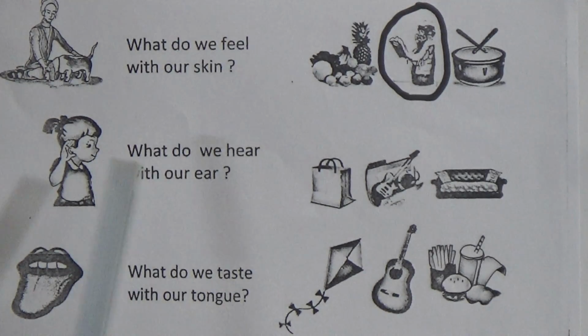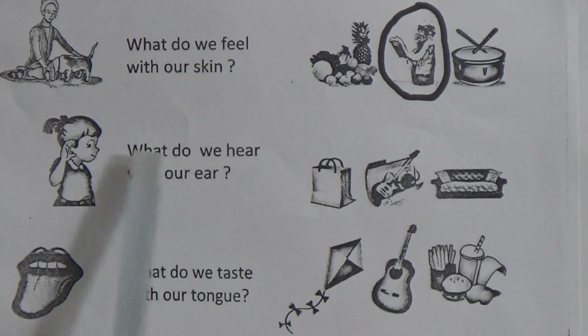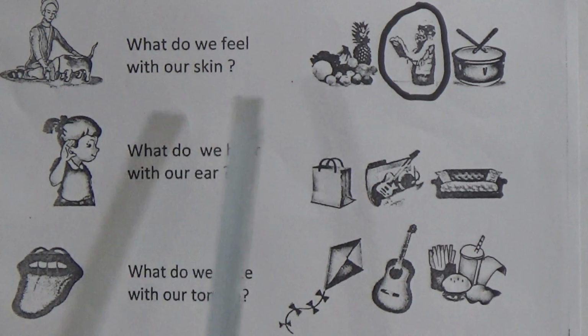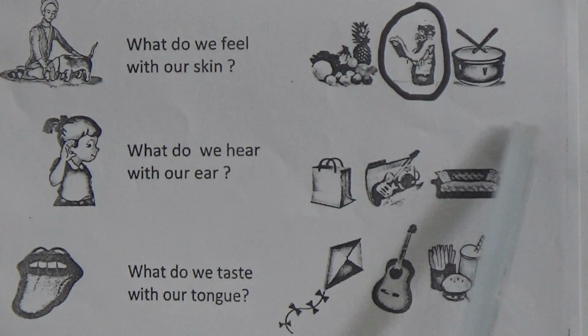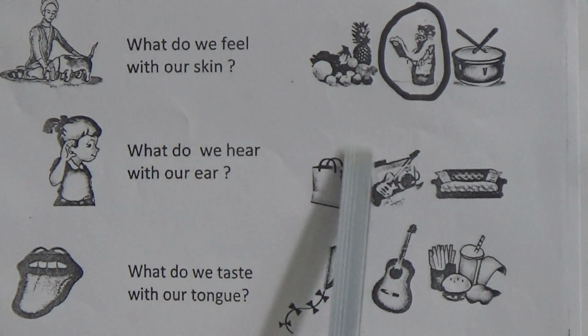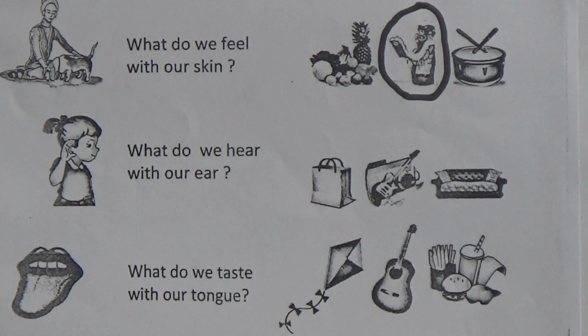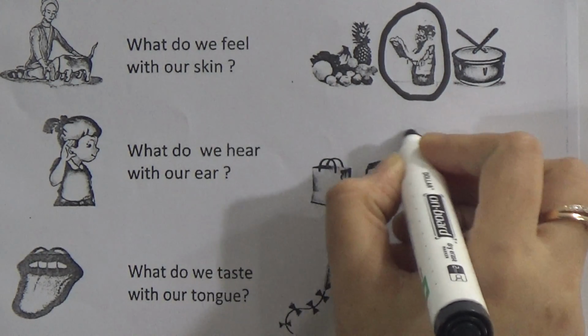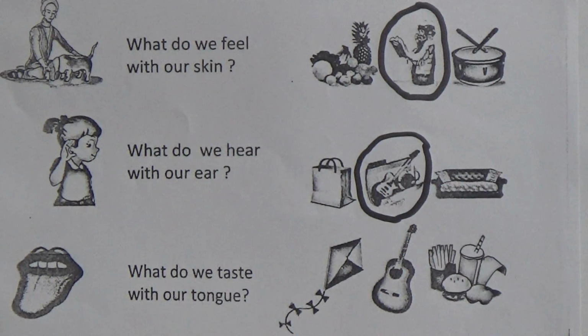Next one. What do we hear with our ear? Among these three pictures, here is a picture of musical instruments. So we can hear music with our ear. So we will circle this instrument. This is correct.